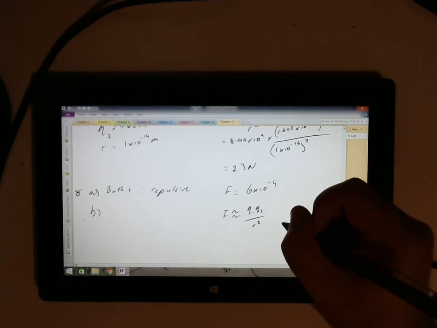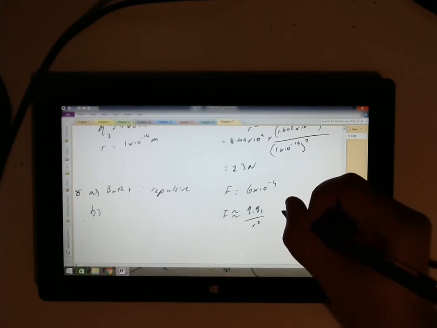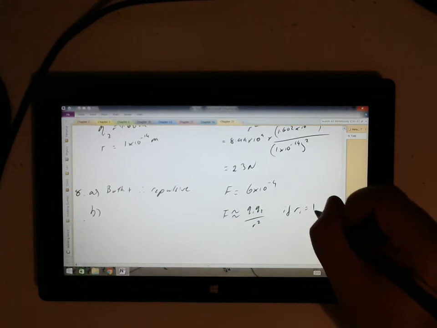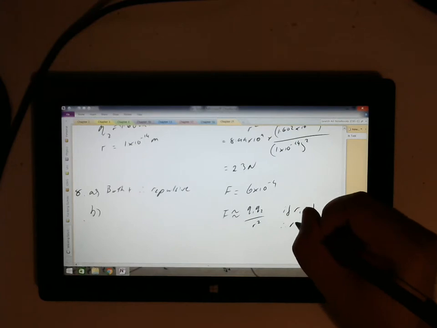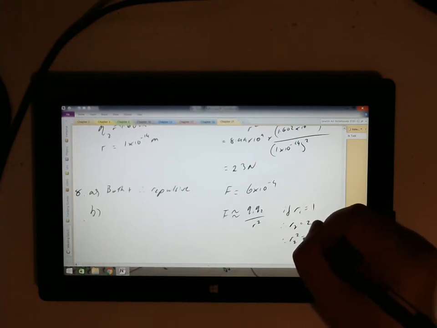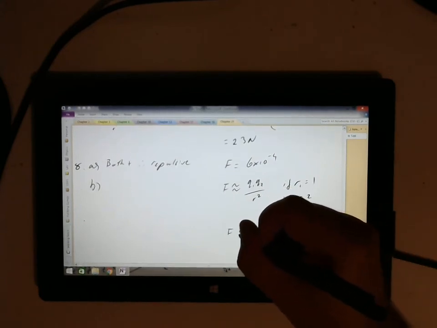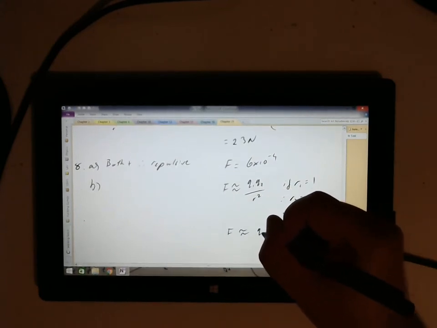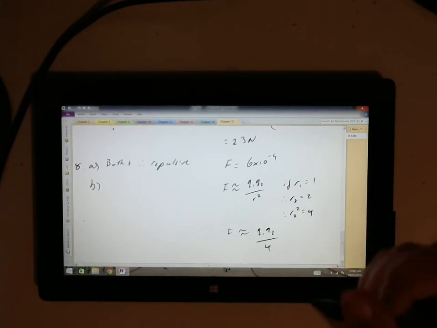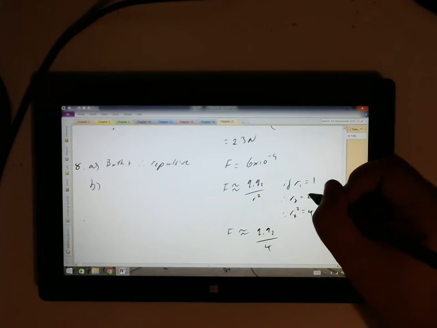So what we're saying here is that if r1 equals 1, therefore r2 equals 2, therefore r2 squared equals 4. So F would be proportional to Q1 Q2 over 4. See how now we're dividing by 4 instead of dividing by 1. So r1 squared would equal 1.